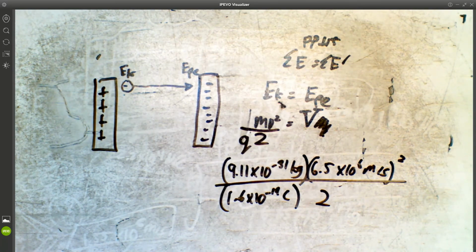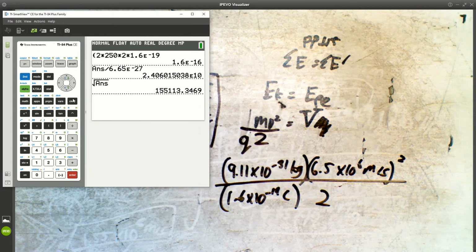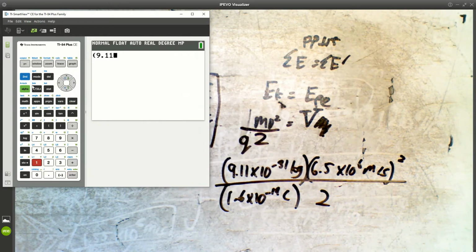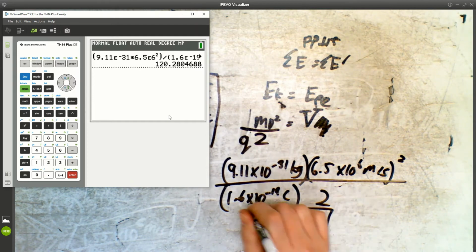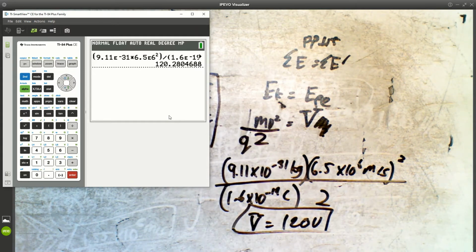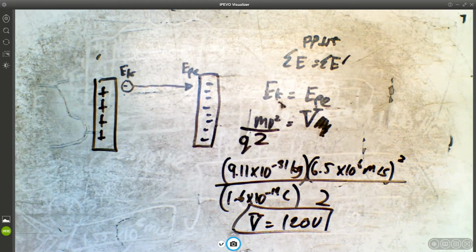So if we plug all that in to our calculator, make sure to square that speed. We divide it by 1.6 times 10 to the negative 19. Then we end up getting E equals 120 volts. There we go. That's how you do it. Hopefully you got that right.